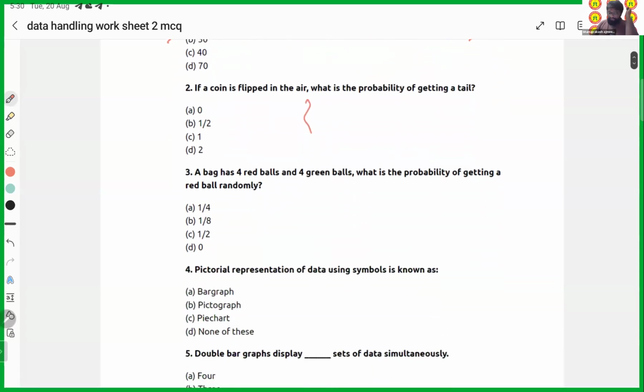If a coin is flipped in the air, what is the probability of getting a tail? One by 2, sir. I already discussed this many times in class. Yes, 1/2.